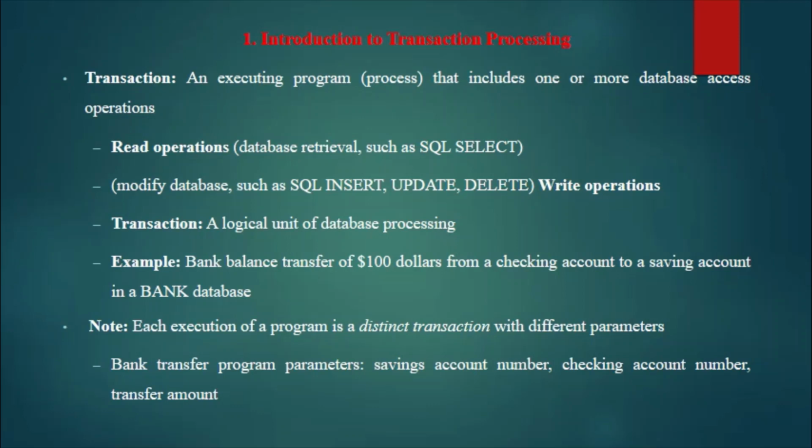So in the introductory part of the transaction processing system, we are learning about the transaction, the read operation, and the write operation, and with an example we discuss what a transaction is and how the database process undergoes to complete these transactions. Point 1 is the transaction. A transaction can be defined as an executing program or process that includes one or more database access operations.